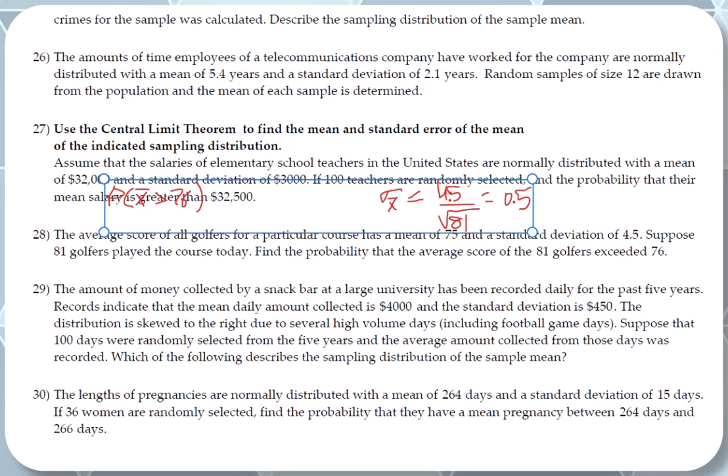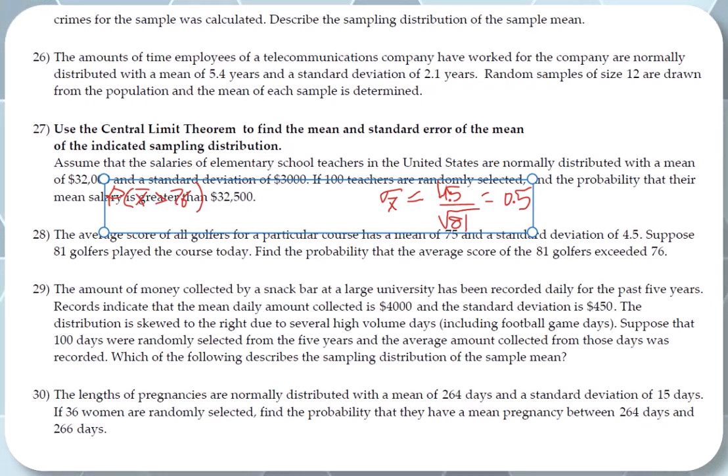29. The amount of money collected by a snack bar at a large university has been recorded daily for the past 5 years. Records indicate that the mean daily amount collected is 4,000 and standard deviation is 450. The distribution is skewed to the right due to several high-volume days, including football game days. Suppose 100 days were randomly selected from the 5 years, and the average amount collected from those days were recorded. Which of the following describe the distribution of the sample mean? So the question is, describe the sampling distribution.